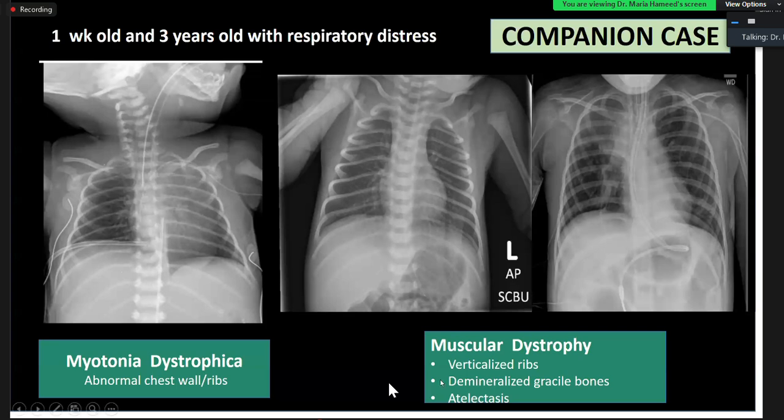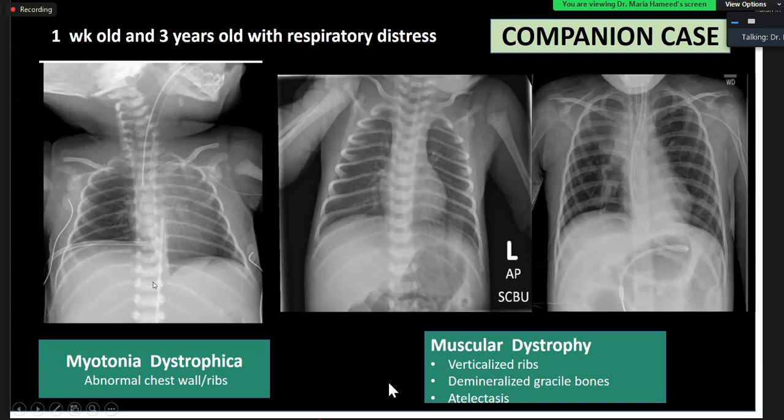This is a companion case of another child having myotonia dystrophica. So this particular child at 1 week old, again you see there is an ETT tube that signifies that the patient is in significant respiratory distress. And don't forget to look for this normal-looking thymus that is again very much transparent, and don't confuse it with a mass. And look at the ribs, how the orientation of the ribs is. So ribs are very thin, very slender. These are verticalized kind of ribs. Again, there is significant demineralization going on.